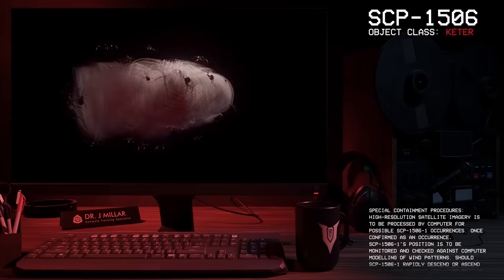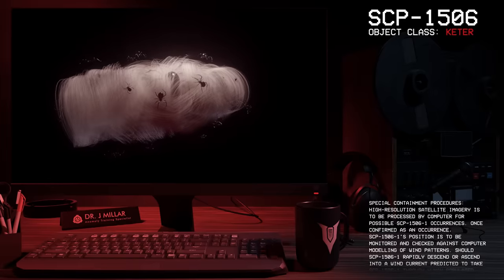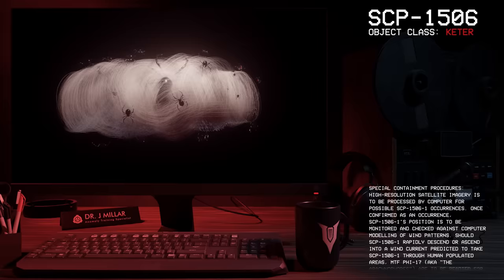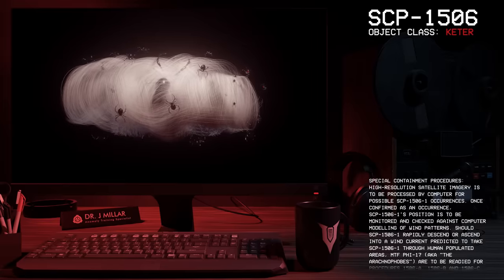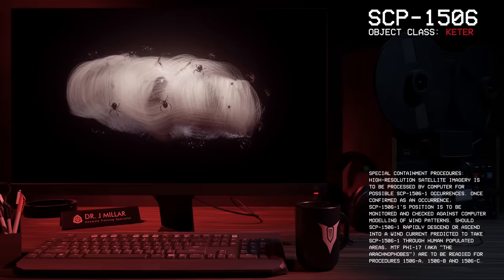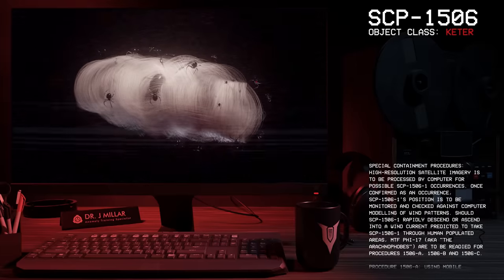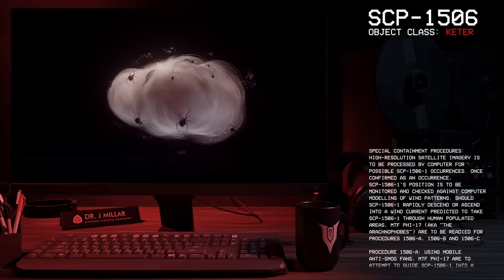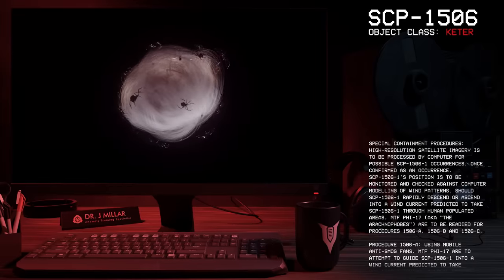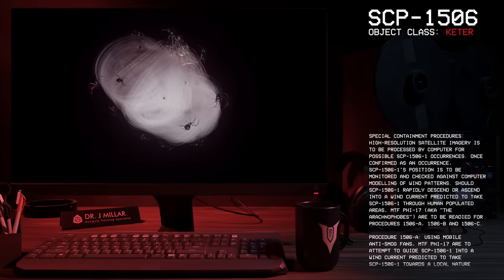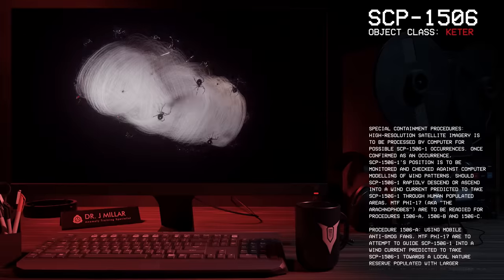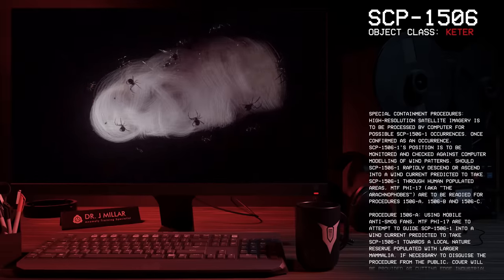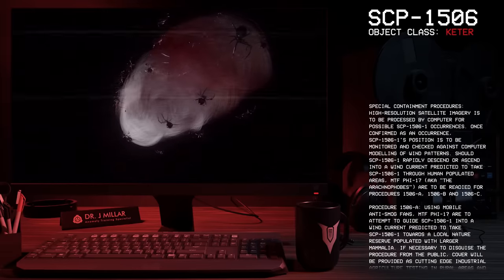High-resolution satellite imagery is to be processed by computer for possible SCP-1506-1 occurrences. Once confirmed as an occurrence, SCP-1506-1's position is to be monitored and checked against computer modeling of wind patterns. Should SCP-1506-1 rapidly descend or ascend into a wind current predicted to take SCP-1506-1 through human-populated areas, Mobile Task Force Phi-17, the Arachnophobes, are to be readied for Procedures 1506-A, B, and C.